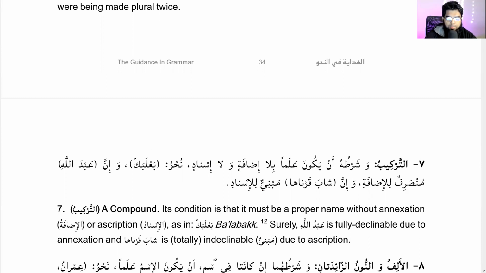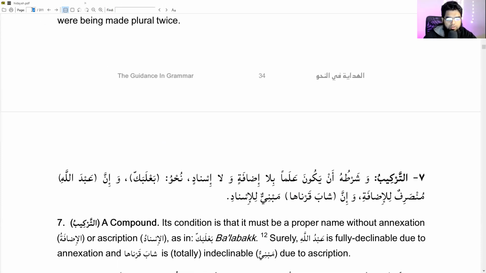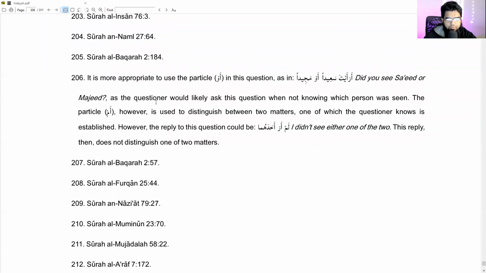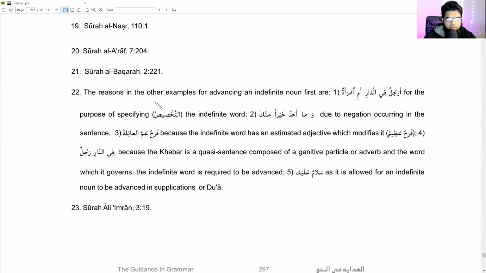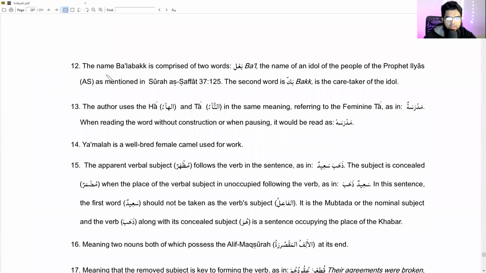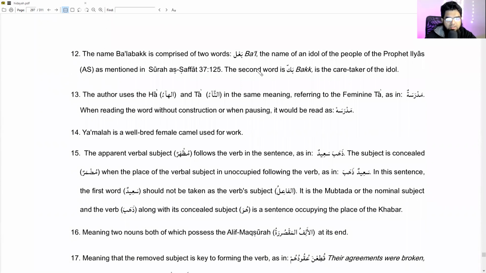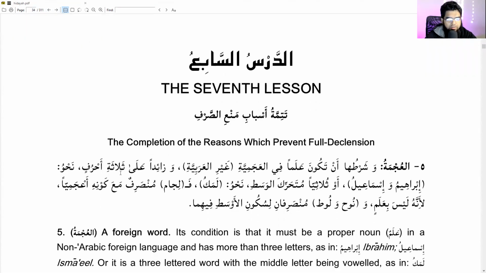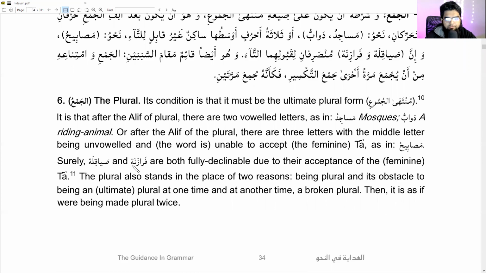Nahu ba'alabak. Like ba'alabak. So let's go to the footnote. What's the page number of the footnote? The word Ba'alabak is comprised of two words. Ba'al is the name of an idol of the people of Prophet Ilyas alayhi salam, as mentioned in Surah Safat. The second word is Bak, the caretaker of the idol. Ba'alabak. Okay.